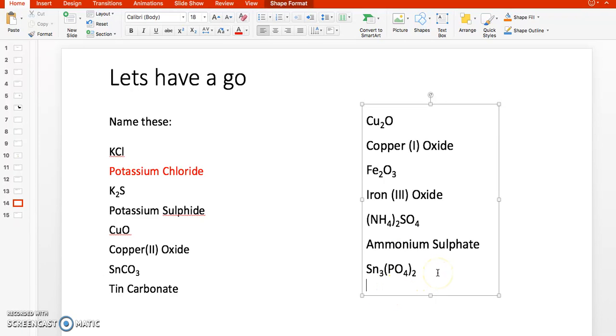The final example has SnPO4. So in this case we have tin phosphate. So we have to infer the charge on the tin in this case. So if phosphate has a 3- charge, and there's 2 of them, there's a total of 6, and therefore the tin which there is 3 of must have a +2 charge. So this is tin 2 phosphate.